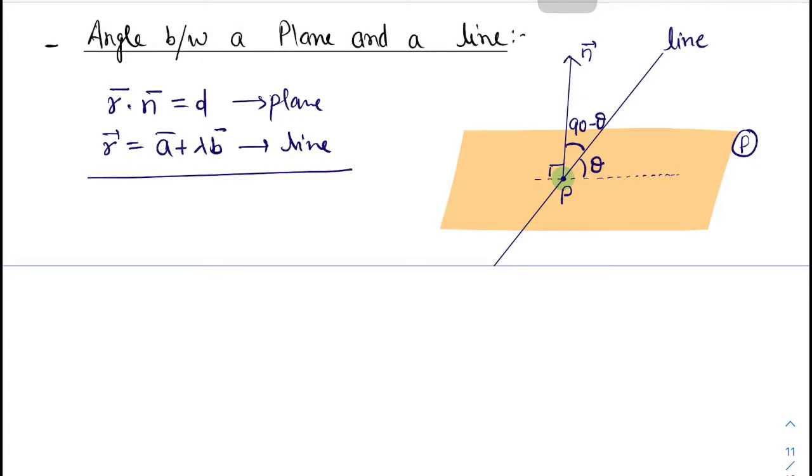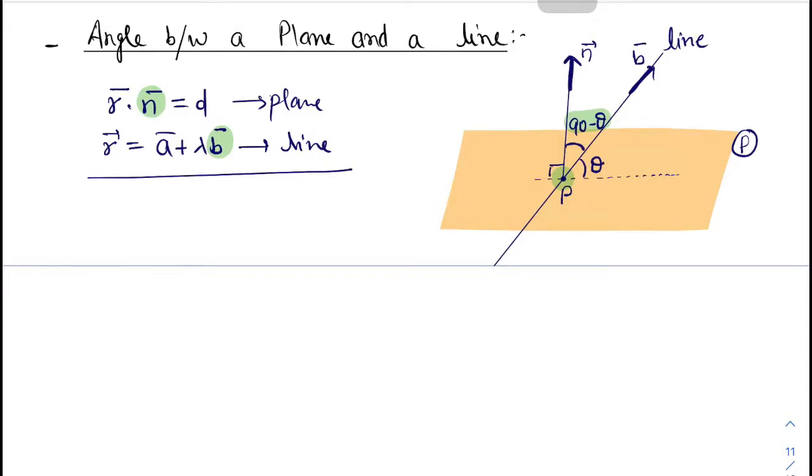So we can easily calculate this 90 minus theta by considering this normal vector and this b vector, because b vector is parallel to the line. So if I calculate the angle between this normal vector n and parallel vector b, then that angle will come out to be 90 minus theta. If I get 90 minus theta, then we can easily get the value of theta.